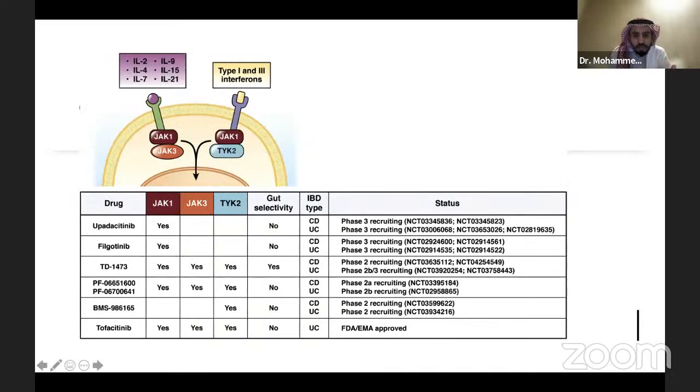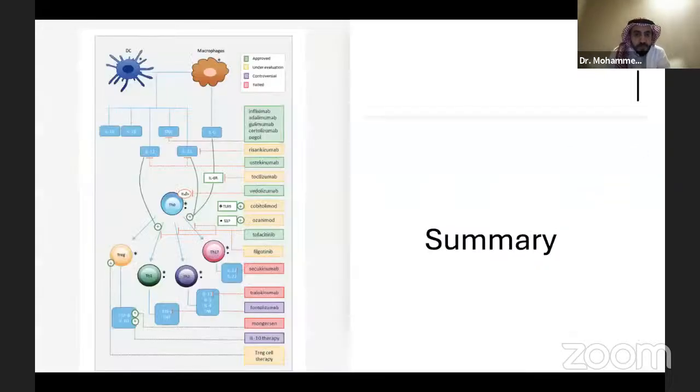And here's the status now in 2020. The only one that is FDA approved is Tofacitinib. It's a JAK1, JAK3 and TYK2 inhibitor, mainly JAK1 and then less so JAK3. And then you have a specific one for JAK1 and a specific one for TYK2. The only one that is gut specific has the trade name TD14373.